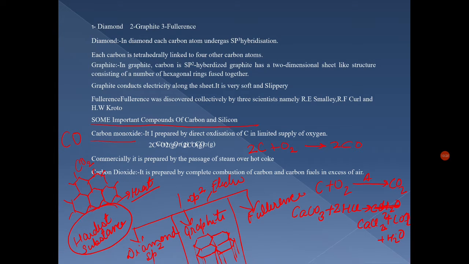Carbon dioxide is used in photosynthesis by plants, and the standard reaction is 6CO2 plus 12H2O, which in the presence of sunlight and chlorophyll gives C6H12O6 plus 6O2 plus 6H2O. By this process, plants make food for themselves as well as for animals and human beings.